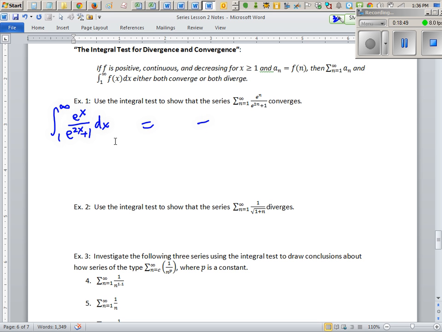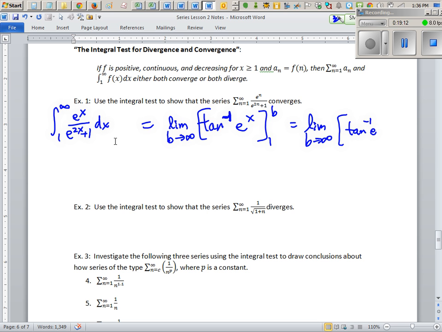But basically, this comes out to inverse tan of e to the x. Now, I'm supposed to go from 1 to infinity. Obviously, I'm not supposed to do that. It's improper. So I'll just put a b up top, and then we'll put a limit as b goes to infinity here. Okay? So you end up with the limit as b goes to infinity of tan inverse e to the b minus tan inverse e to the 1. Sorry, e to the 1. Thank you for alerting me.